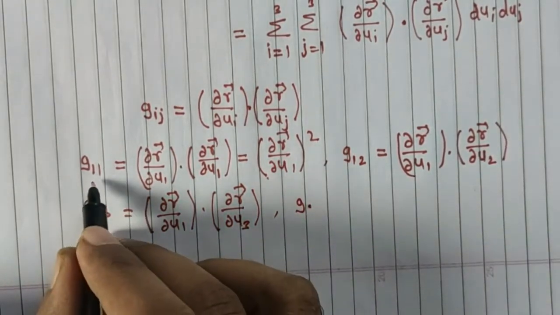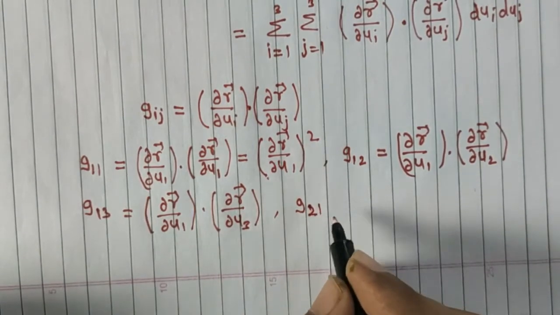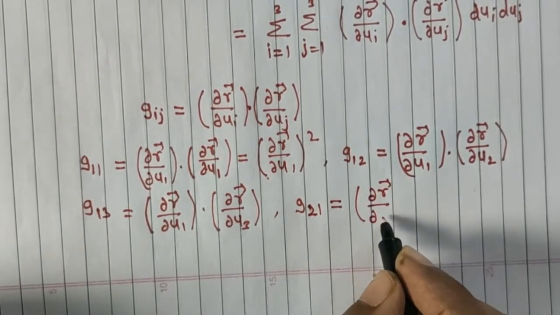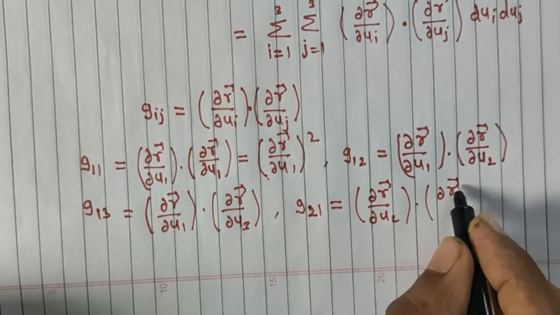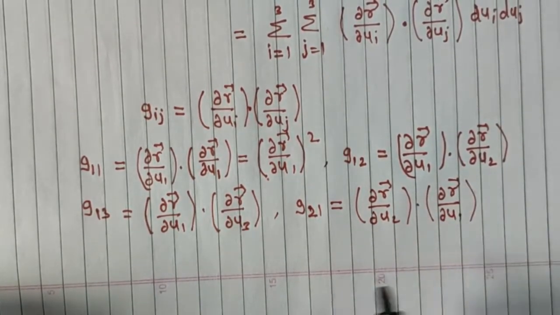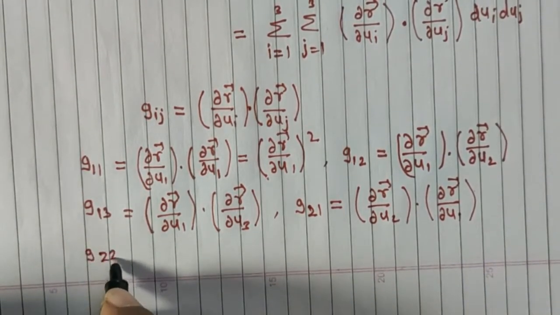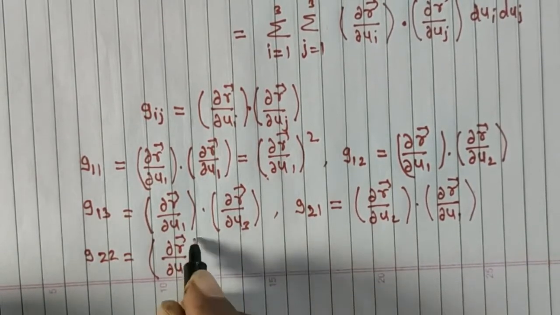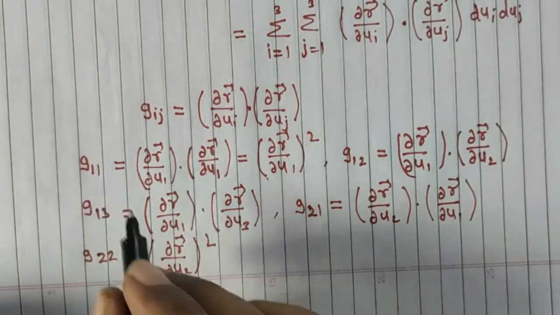Then I fix 1, now there is a 2, and then I am going to vary j again, so 2, 1: ∂r̄/∂u2 dot ∂r̄/∂u1, then again 2, 2, that term will be ∂r̄/∂u2 square. As you can see, first term was square, so 2, 2 is square, 1, 1 is square.